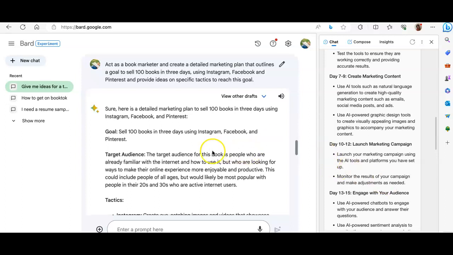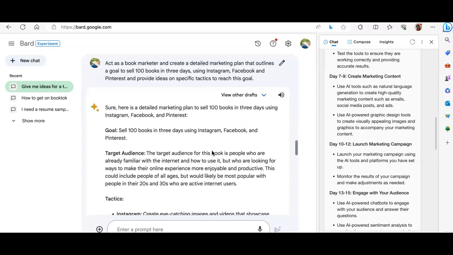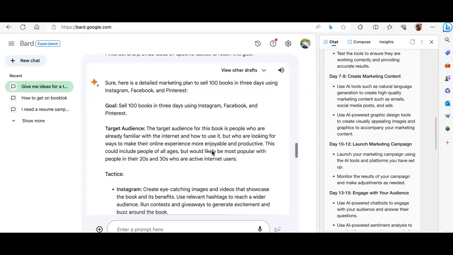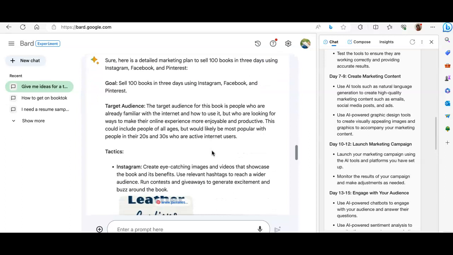So going back to what Bard came up with, it gave me my goal at the top, and notice how the format is, right? So the goal, sell 100 books in 3 days using Instagram, Facebook, and Pinterest. Target audience. The target audience for this book, once again, is people who are already familiar with the internet and how to use it, but who are looking for ways to make their online experience more enjoyable and productive, all of that good stuff, right? We are choosing to go after 20s and 30s for this particular book. Then it gives me some tactics.